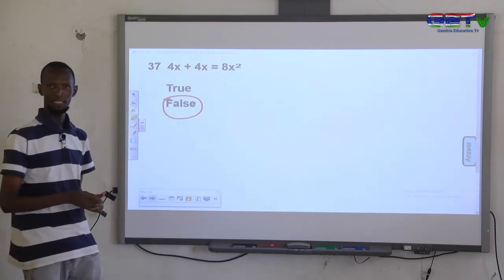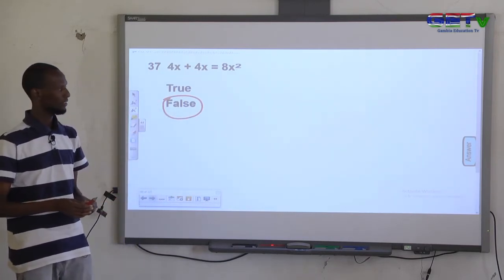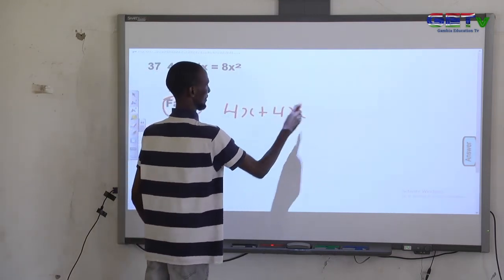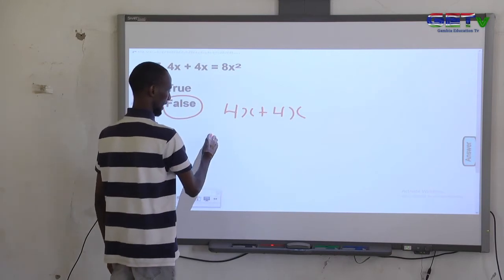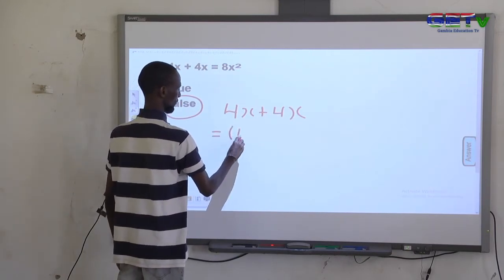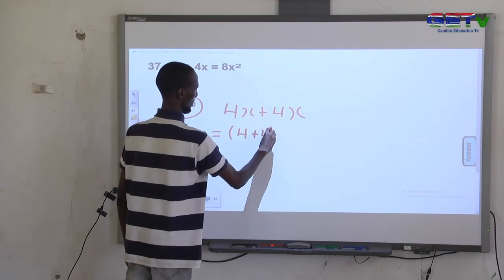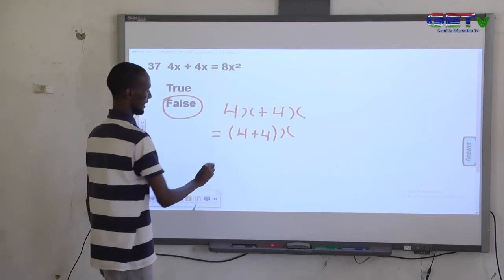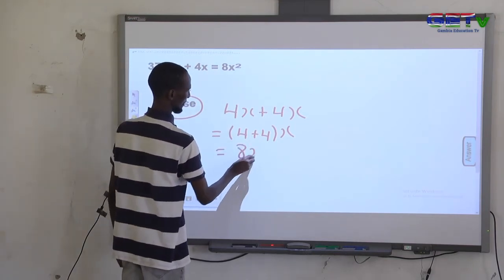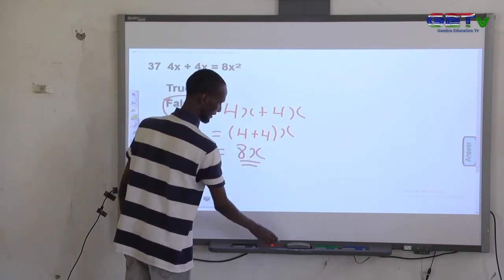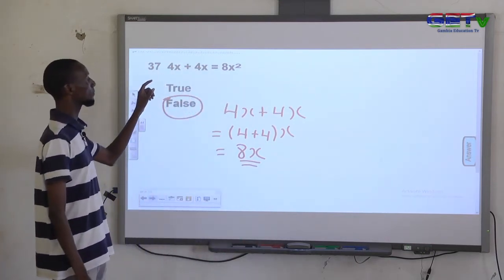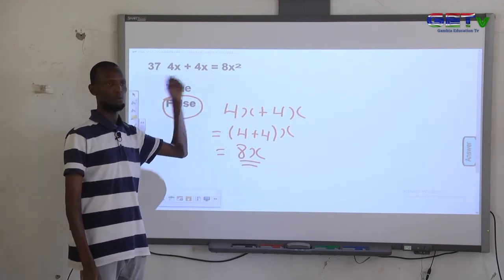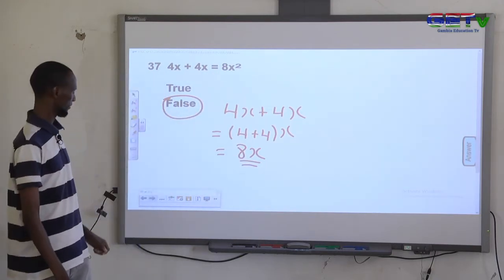Now, what would have made this a true statement? If 4x plus 4x, if we have simply added the coefficients, 4 plus 4, and maintained our variable, right? And that gives you 8x. That would have been a correct statement. So 4x plus 4x should lead you to 8x and not 8x squared. The variable should be maintained, shouldn't change.